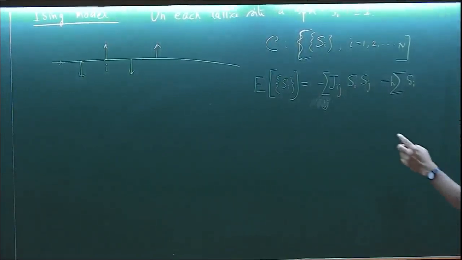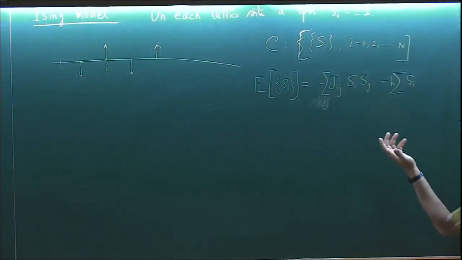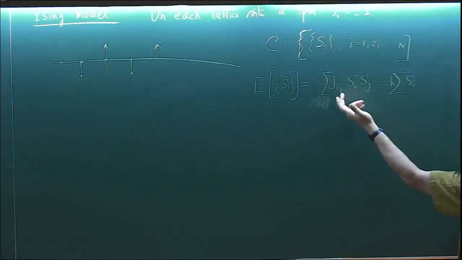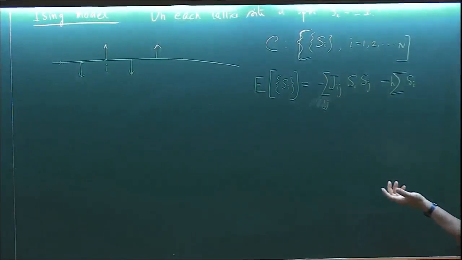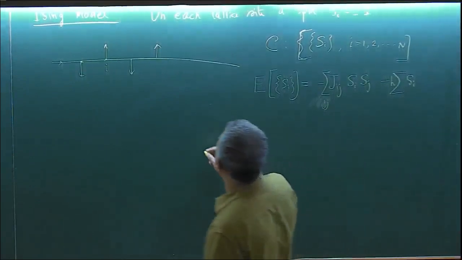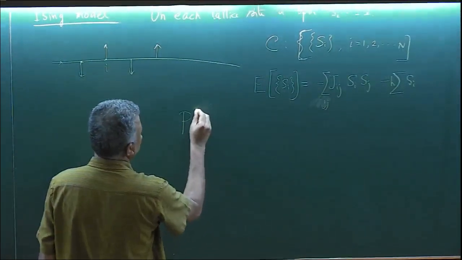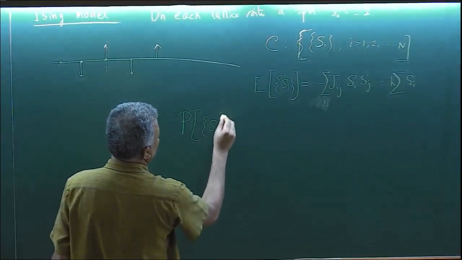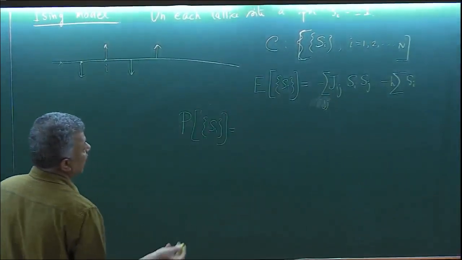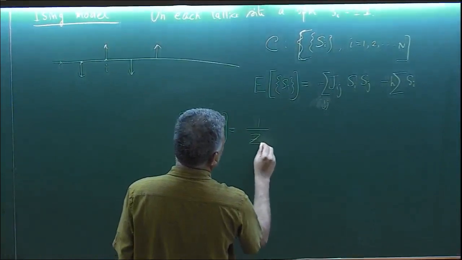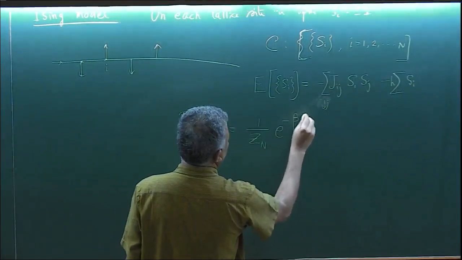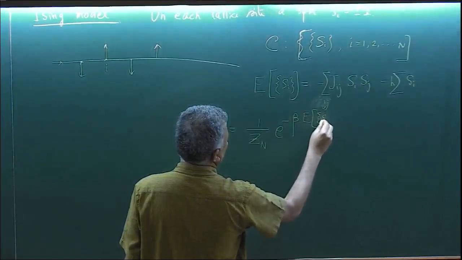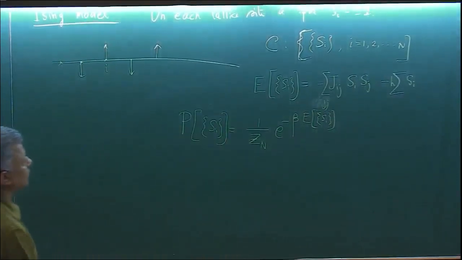If J_ij is over all pairs, that's like a mean field Ising model. All pairs are interacting with each other. But if it is nearest neighbor, then it's the nearest neighbor Ising model. And you are familiar from your basic stat-mech course that we write the probability of a spin configuration, if the system is in equilibrium at a temperature T, as one over Z_N times e to the power minus beta times the energy of that configuration. So this is exactly similar.